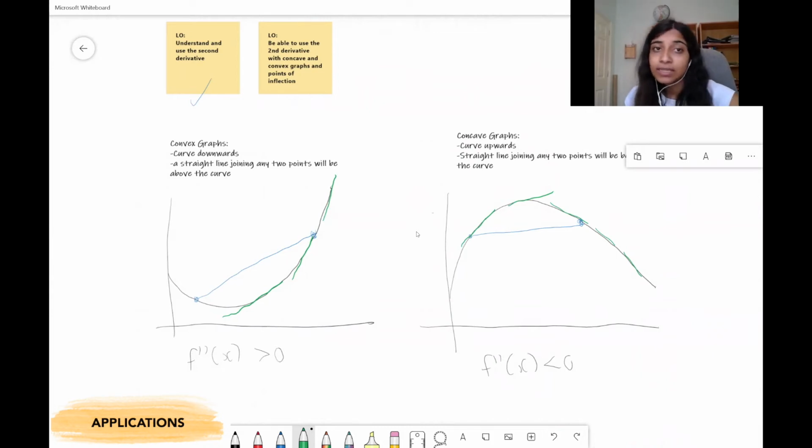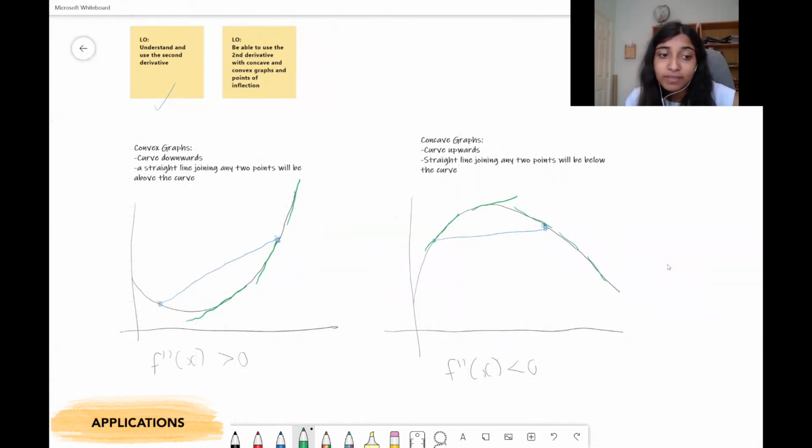So the key takeaways from this relating to second derivatives and convex and concave graphs is that if your second derivative is more than 0, then your graph is convex. For the parts where your second derivative is greater than 0, your graph at that point would be convex. And if your second derivative is less than 0, then for those parts of your curve, you have a concave graph.